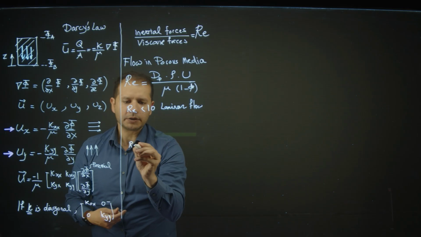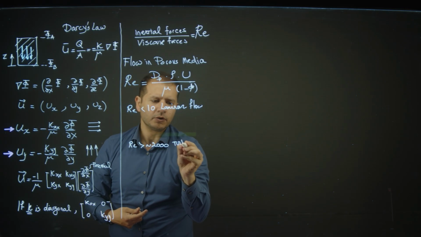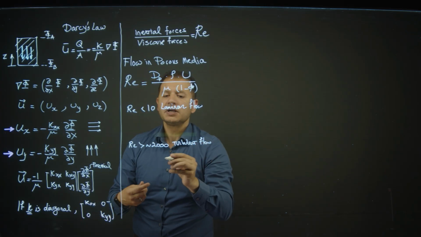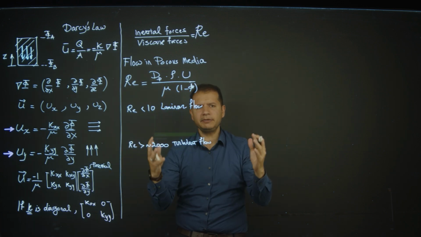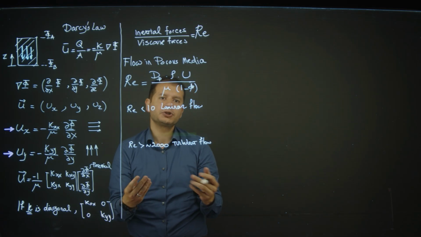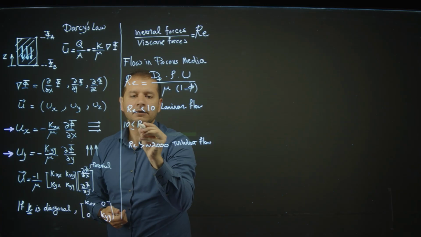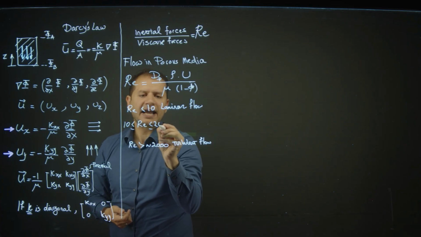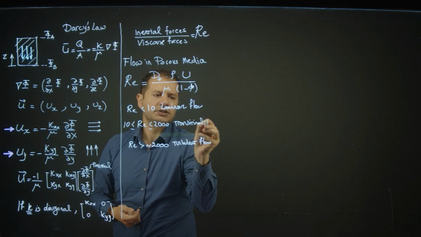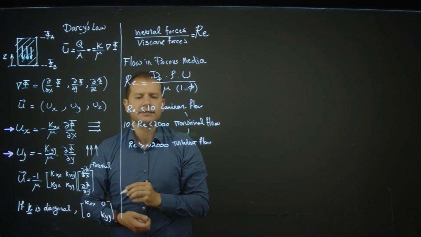If your Reynolds number is more than around 2000, you are in the turbulent flow regime, because then your inertial forces are extremely bigger than viscous forces. So you're actually having acceleration, deceleration, and momentum matters a lot. Anything in between would be considered transitional flow, which is transitional from laminar to turbulent.